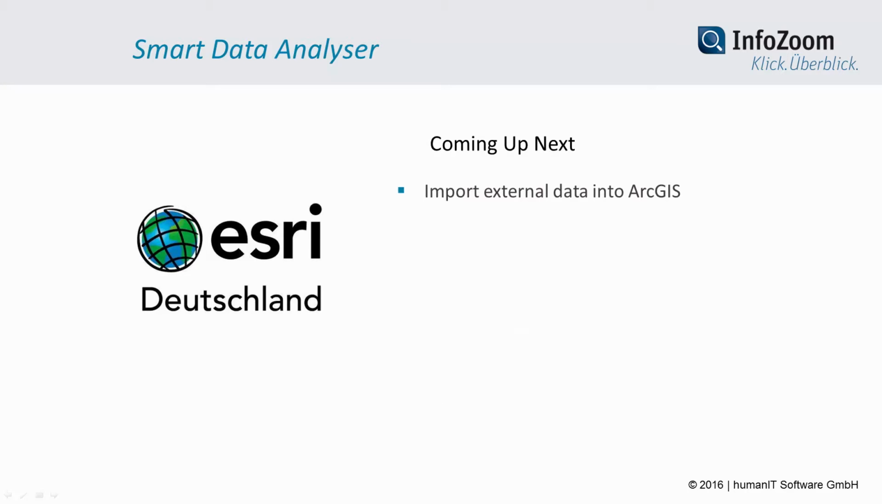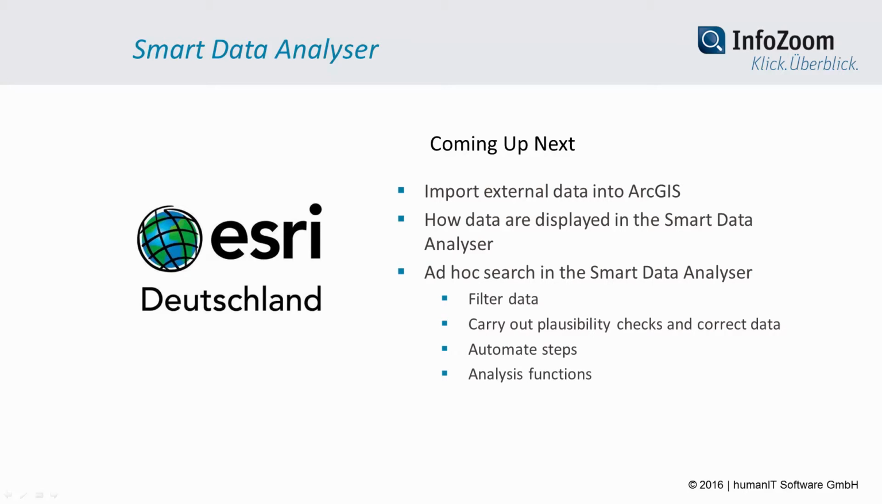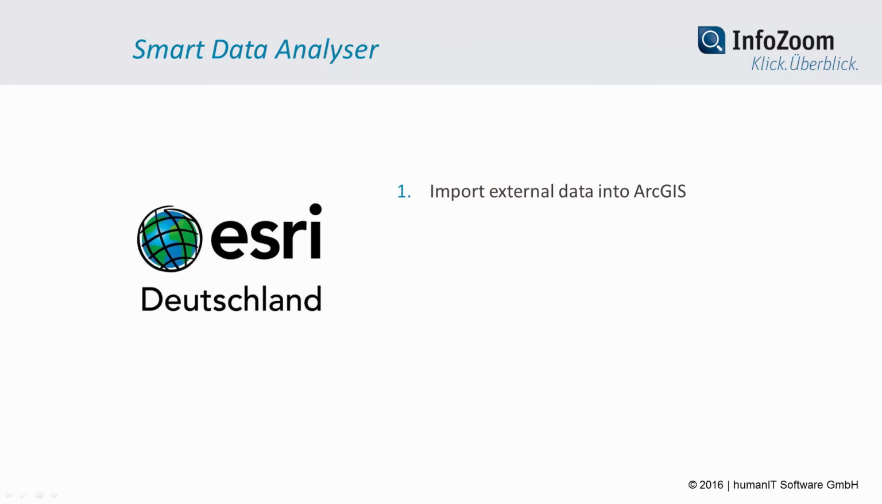First, I want to show you how InfoZoom or text files that contain geographical data, in our example coordinates, can be imported into ArcGIS. Second, I will explain how data are displayed in the Smart Data Analyzer. Next, I will show you how you can use your Smart Data Analyzer to filter data, carry out plausibility checks and correct data, automate steps, and analyze data.